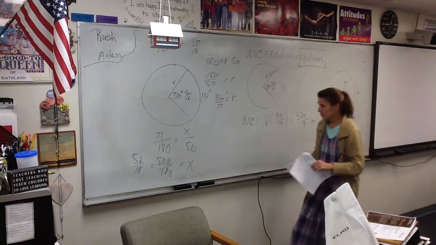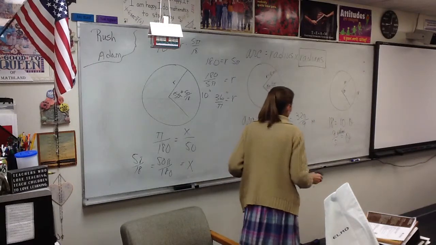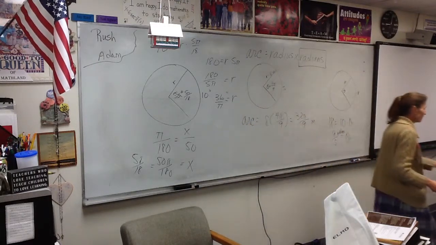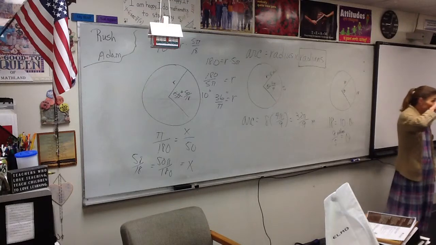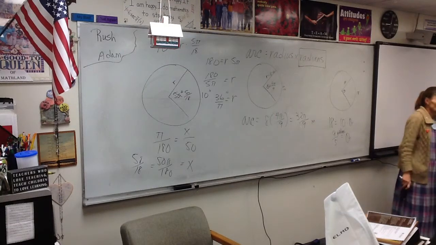Okay. All right, we need to erase all this. Everybody okay with that? What's our formula for arc length? Radius times radians. Very, very easy. If your angle's not in radians, get it in radians by solving the little proportion Delaney reminded us about. Okay?